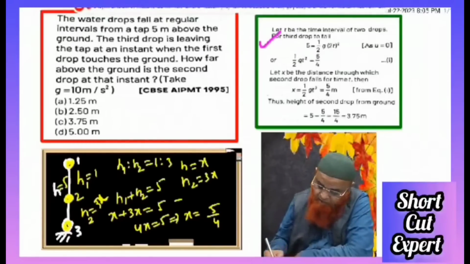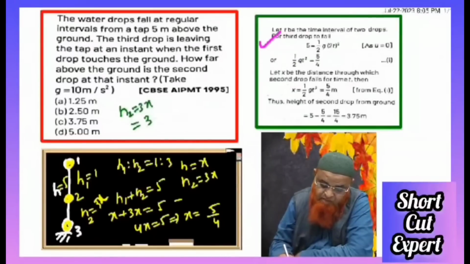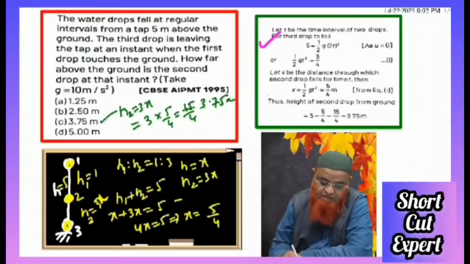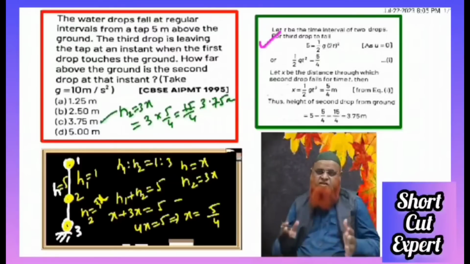Therefore, we can write here now h2 is equal to 3x, and you know what is the value of x here? x is equal to 5 by 4, so 15 by 4. So how much it is going to be? 4 3s are 12, okay, and 4 7s are 28, 4 5s are 20. So we got the value as 3.75. It's a very simple method to solve.